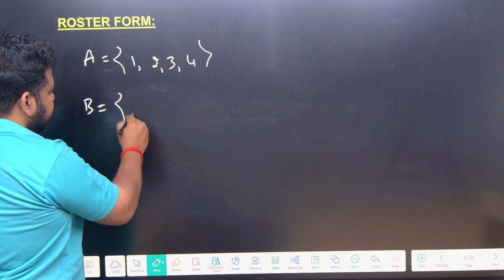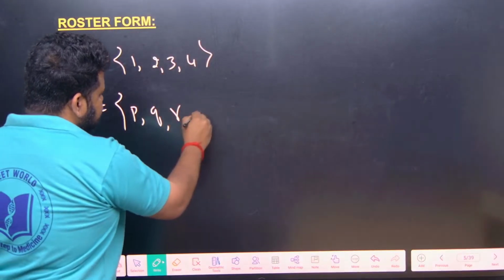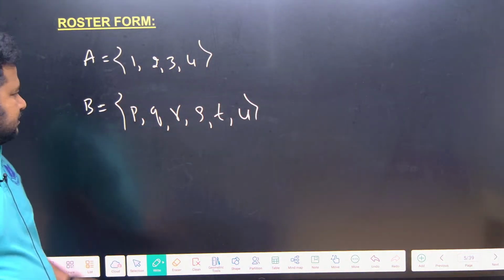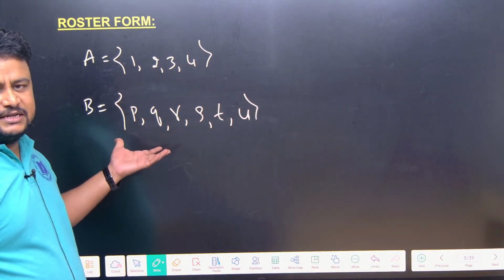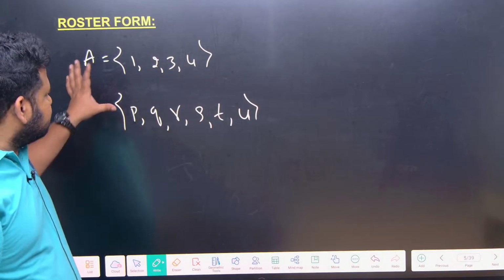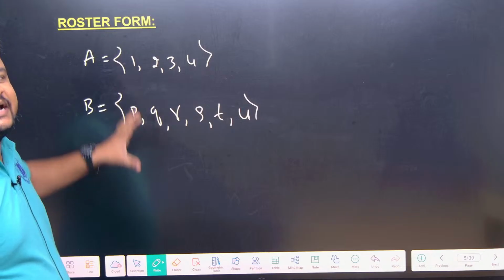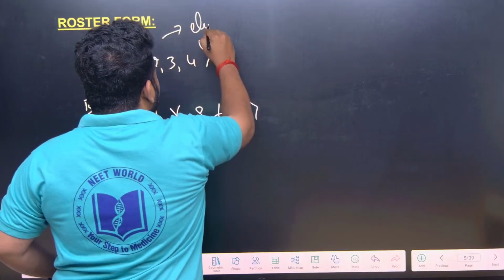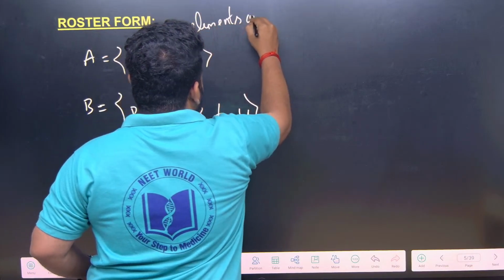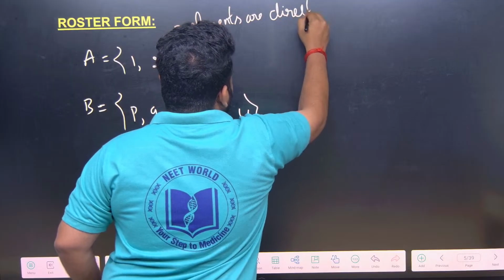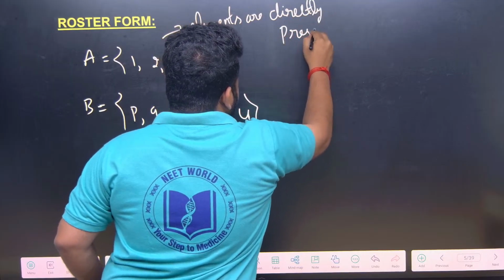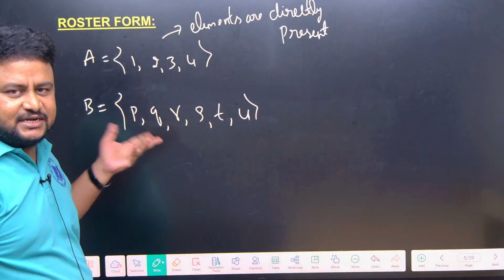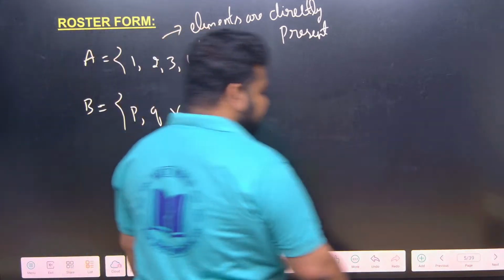Set B, if I write it like this, P, Q, R, S, T, U, these are all elements of set B. The elements are directly visible, they are directly written. You don't have to deduct or decode from anywhere. So that is the meaning of roster form, where the elements are directly present. For some students, in high school itself you might have learned sets, but it's okay. Let us revisit the concept and understand it in a better way. So elements are directly present.